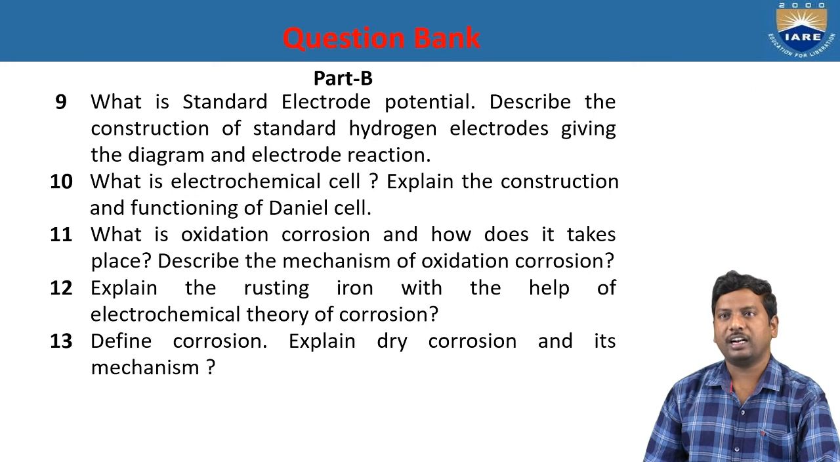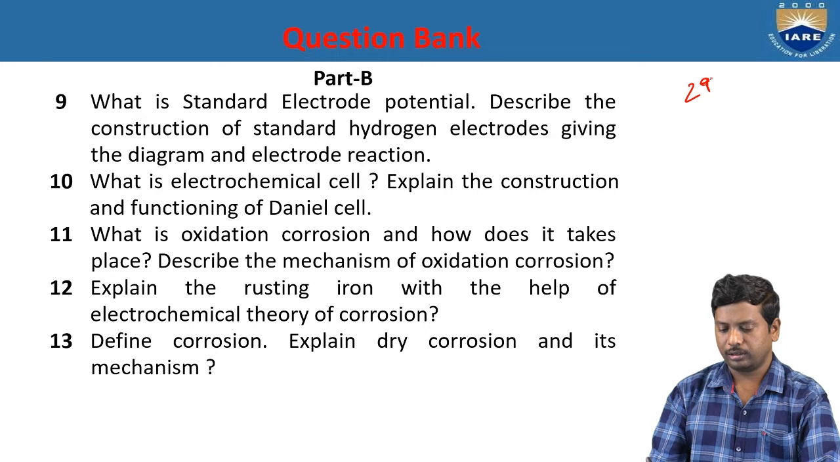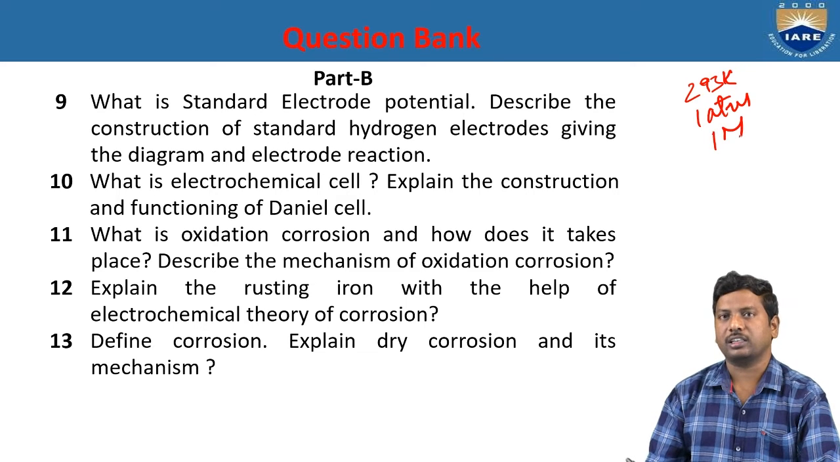And what is standard electrode potential? Describe the construction of standard hydrogen electrodes, giving the diagram and the electrode reaction. That means the standard electrode potential should be maintained at 298 Kelvin temperature, 1 atmospheric pressure, and 1 molar concentration. So these are the conditions when an electrode potential is converted into a standard electrode potential. And the standard hydrogen electrode is nothing but one of the primary reference electrodes.